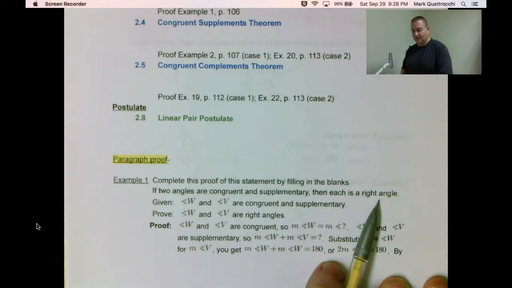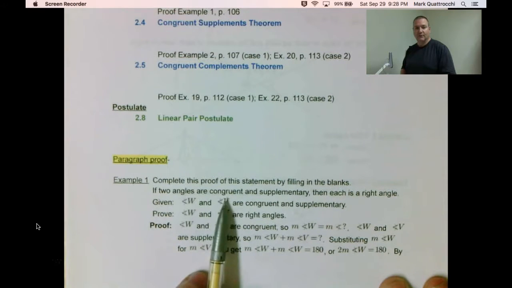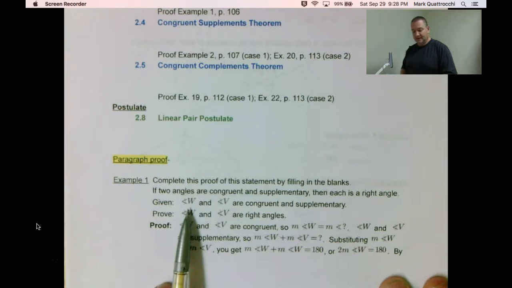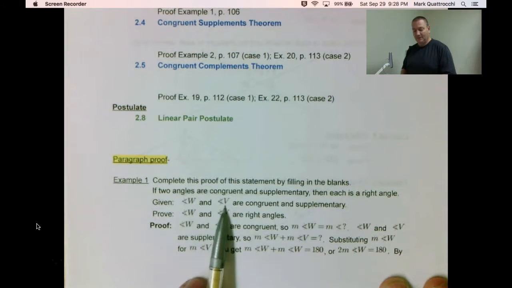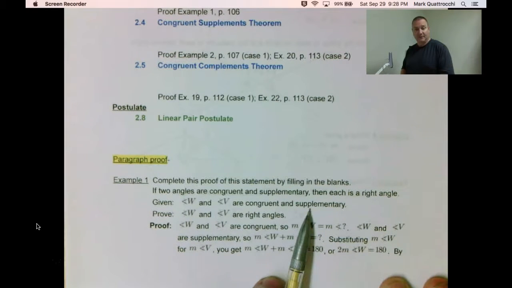So each angle is a right angle. If you notice, we're trying to prove angle W and angle V are right angles. The hypothesis is the given information. So if two angles are congruent and supplementary, that's given. So we have two angles, angle W and angle V, are congruent and they're supplementary.